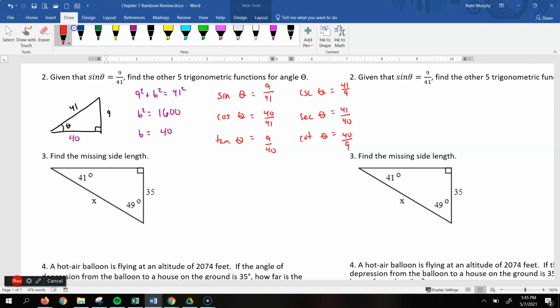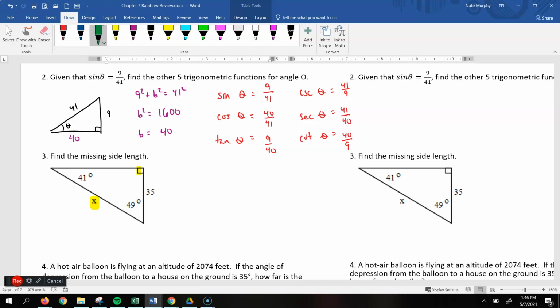Now for number 3, all we have to do is find the missing side length. We're just trying to find out what the value for x is. Now x is across from the right angle, so that means x is our hypotenuse. I also notice that since it's a right angle, SOHCAHTOA, those trig ratios would work.